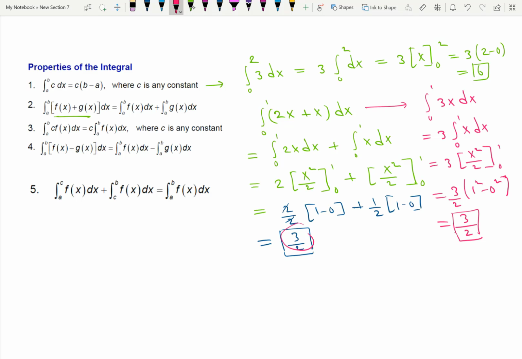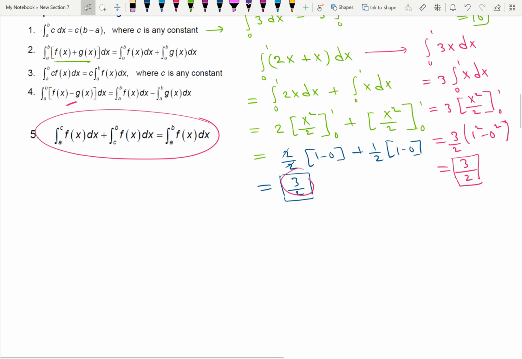This one and that one have the same answer. So you can distribute the integral sign. The result doesn't change. Similarly, if it is minus, the same. Now how about this one? Suppose you have a function like this.